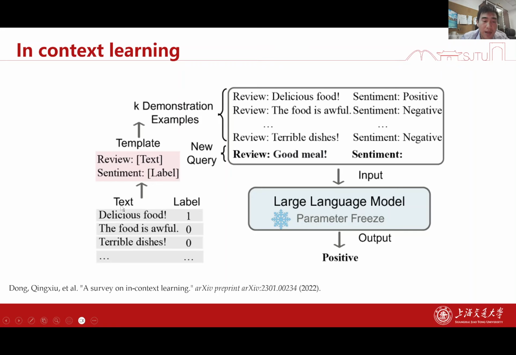So we reorganize each data point this way: review, and then a text, and sentiment, the label, like positive, negative, or neutral. And then we give demonstration examples in this format: review and sentiment. And in the last query, we only give the review, but leave the result of sentiment blank, and use this as an input to the model.